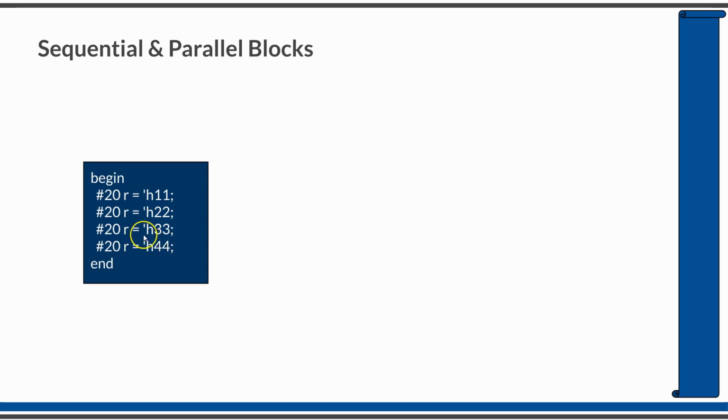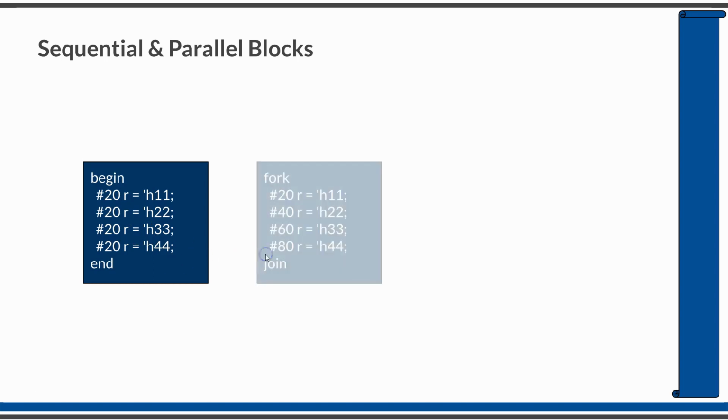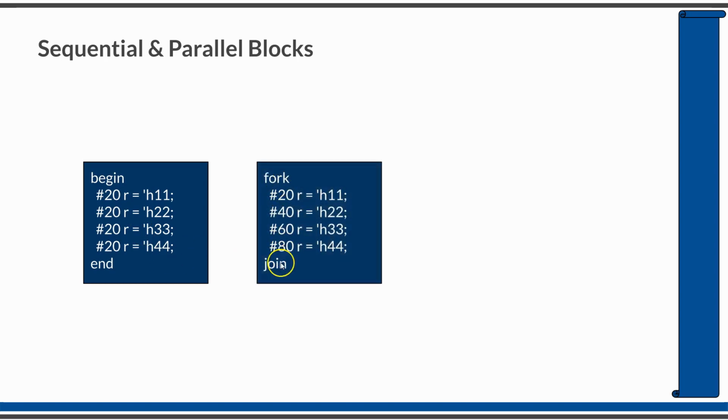Now if you are writing the same set of statements in a parallel block, which is again generating the same waveform, it will look like this. So it will be written in a fork join, but notice the difference in the time unit. The first assignment is made after 20 time units, the second assignment after 40 units, the third after 60, and the last one after 80 units.